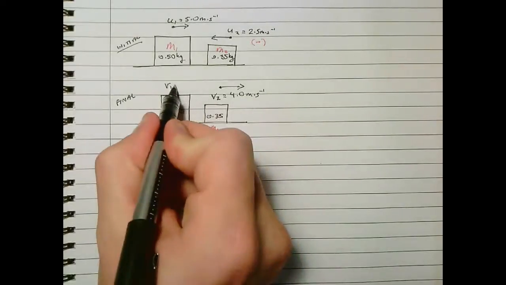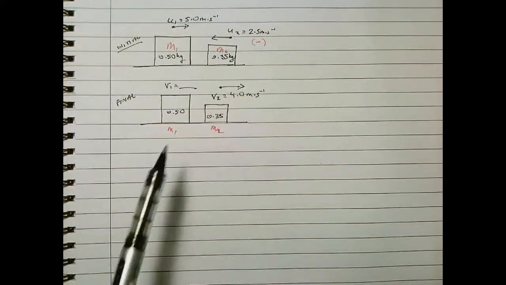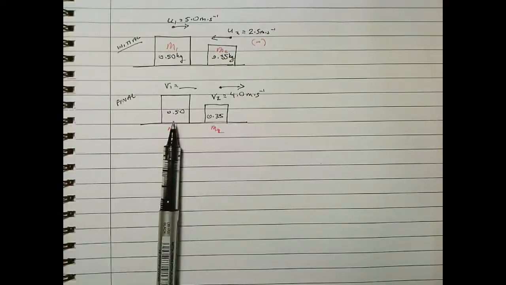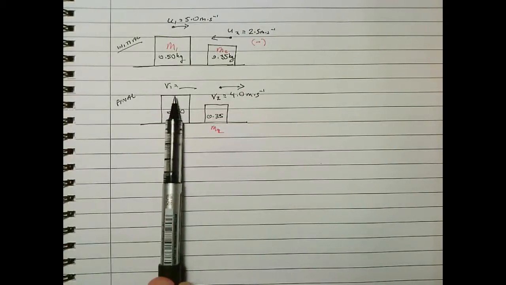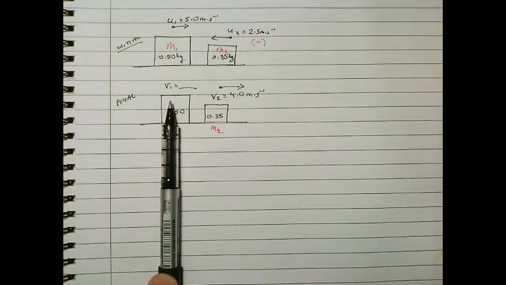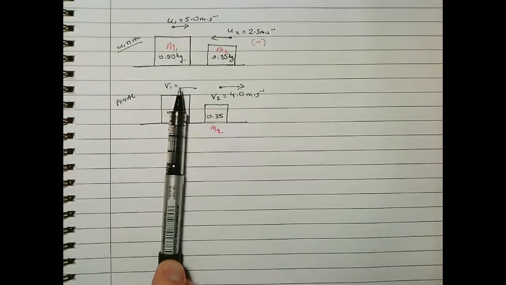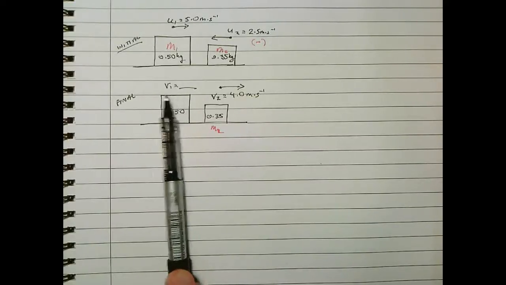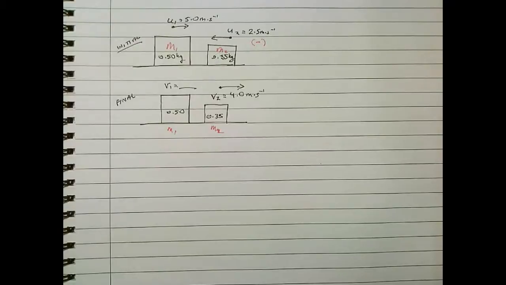So the only unknown that we have, and the only thing that we need to find out, is the final velocity of object 1 and the direction of that, and we will find the direction based on the sign, either positive for right hand direction, negative for left hand direction. So let us get started.